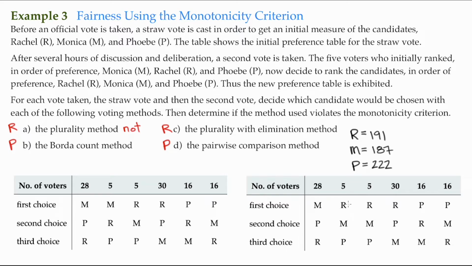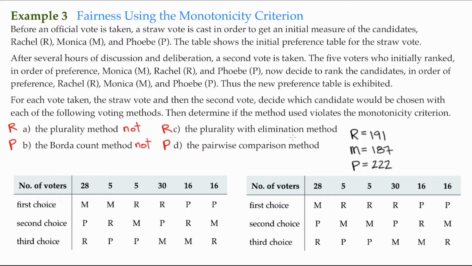Well, this switch right here doesn't affect Phoebe. It affects Rachel and Monica. As a matter of fact, Monica and Rachel on the original straw vote here, Monica loses 5 points and Rachel gains 5 points, as it's shown over here. However, that doesn't affect Phoebe, who won the Borda count method anyways. So Phoebe is still the winner. So because Phoebe is still the winner, we can say that the Borda count method does not, I'm just going to pen it in right there, does not violate the monotonicity criterion.